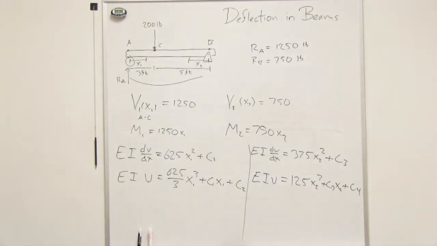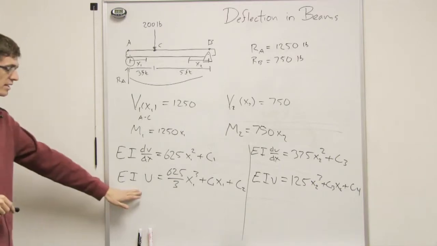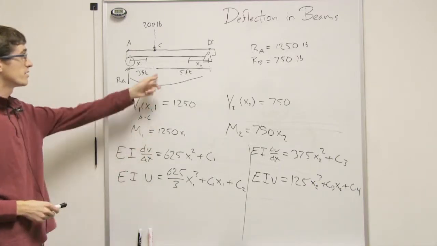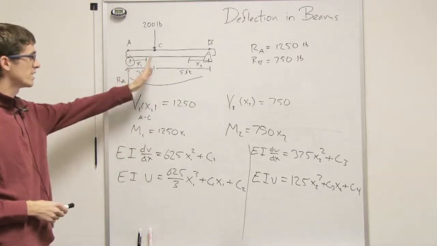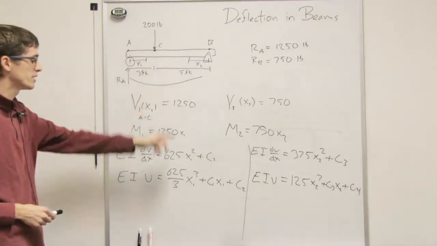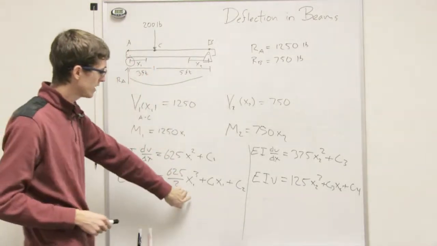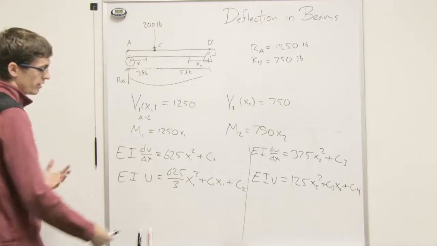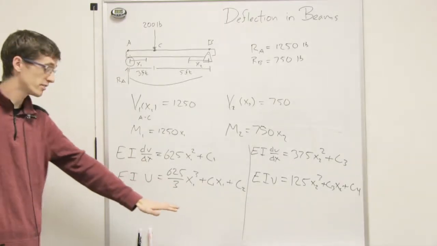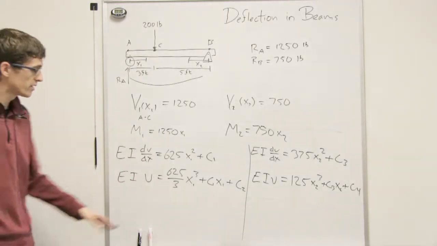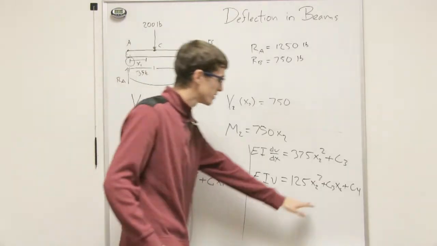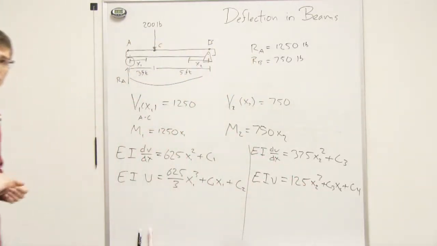Cool. Now we could take this equation, and if we wanted to know the deflection at C, all we had to do is plug in x1 at 3, which is 3 feet. So we plug that in there, and divided by EI, we get the deflection, right? But we don't know what C1 and C2 are, and for that matter, we don't know what C3 and C4 are. So we're not quite done yet solving those equations. We need to know what the C's are before we can really solve anything. So let's see if we can figure that out.